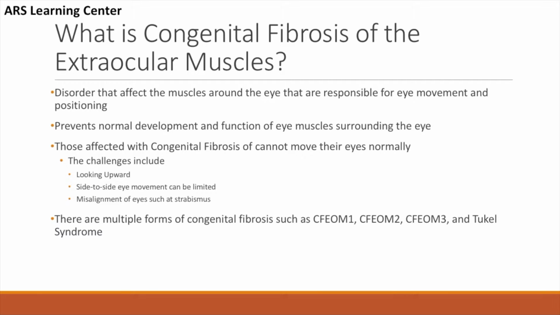What is congenital fibrosis of the extraocular muscles? It is a disorder that affects the muscles around the eye that are responsible for eye movement and positioning. Congenital fibrosis prevents normal development and function of the eye muscles surrounding the eye. Those affected with congenital fibrosis cannot move their eyes normally. The challenges include looking upward, side-to-side eye movement can be limited, and misalignment of the eyes such as strabismus. There are multiple forms of congenital fibrosis such as CFEOM1, CFEOM2, CFEOM3, and Tukel syndrome.